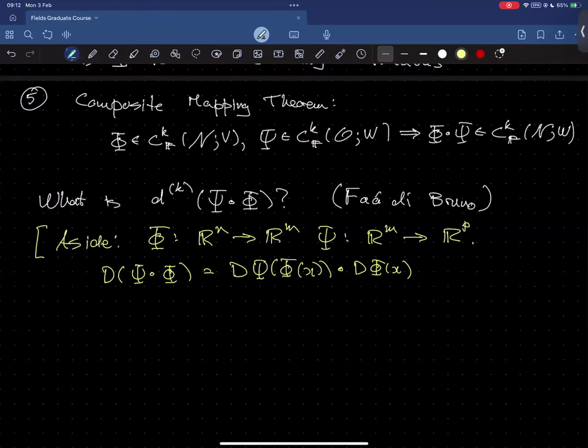So let me write this in more clunky notation, just so you can see how this works nuts and bolts wise. Let me write it as d of psi composed with phi. On the left-hand side, you also need to evaluate at a particular point, at x. Thank you.